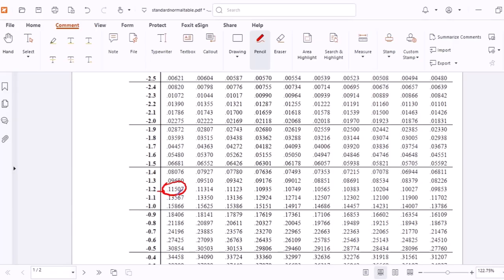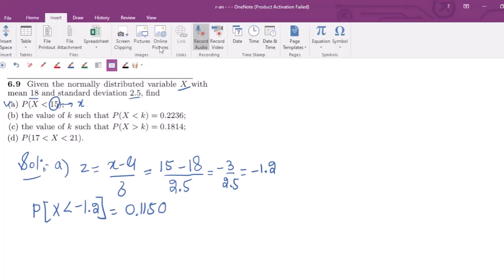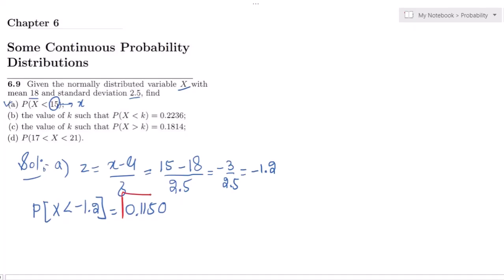0.1150. So the answer is 0.1150. That is the solution of part A of my question. Now in part B, we need the value of k such that the probability that x is less than k is 0.2236. So here we have the probability that x is less than k equal to 0.2236.